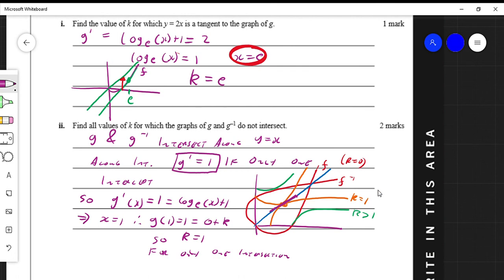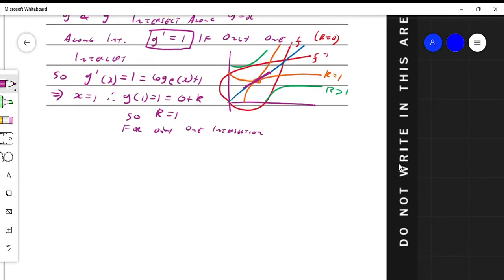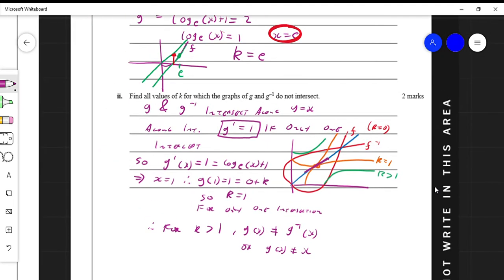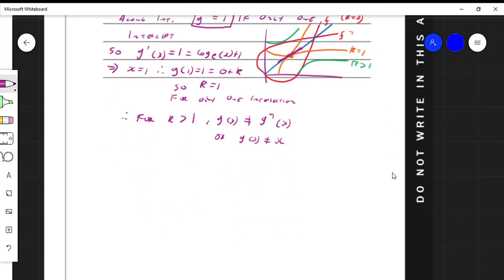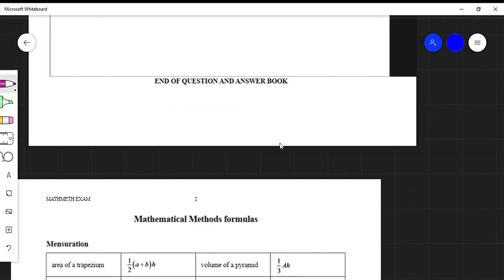So therefore you can see that for k greater than 1, g of x will never intersect the inverse. Or you can also say that g of x is never equal to x. And that is the end of that exam.